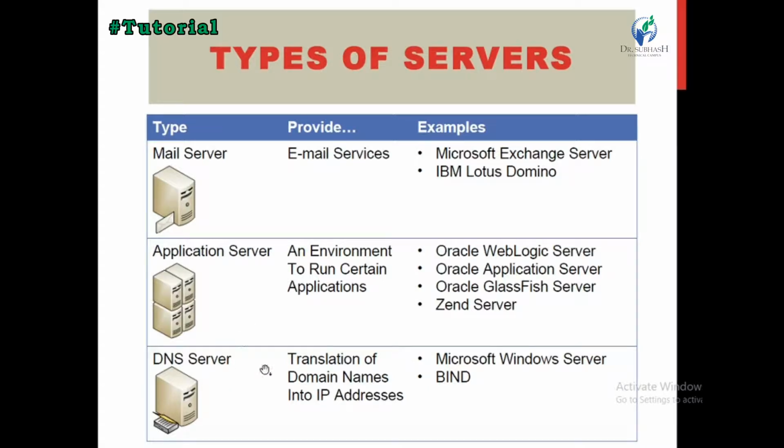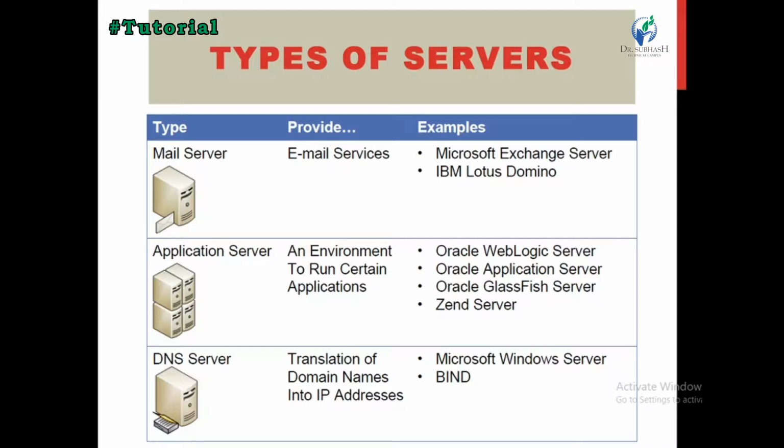Then we have the DNS server. DNS stands for Domain Name System. The internet works with IP addresses, but IP addresses are very tough to remember, so we give them a name, let's say google.com. But the internet does not understand google.com; it understands the IP address. The use of a DNS server is mapping between your domain name and your IP address. This is the task of the domain name server.